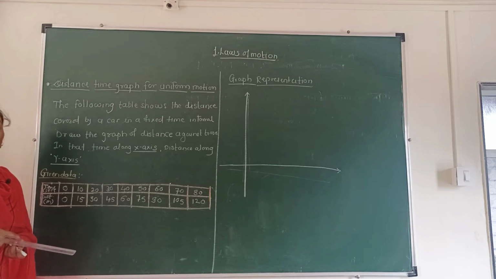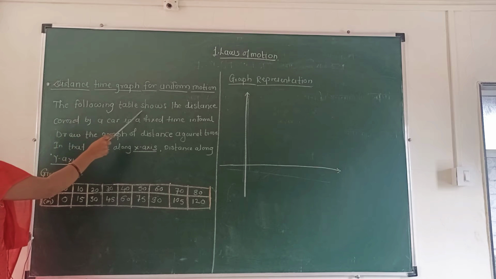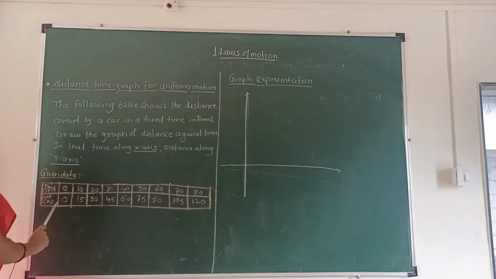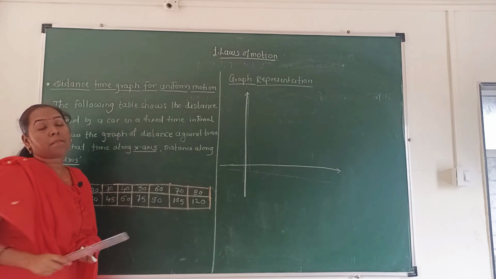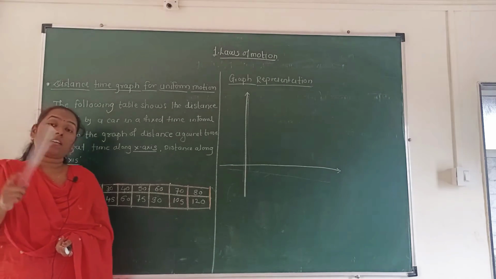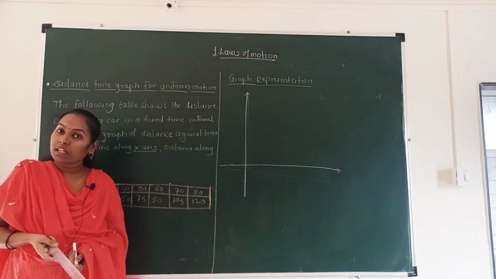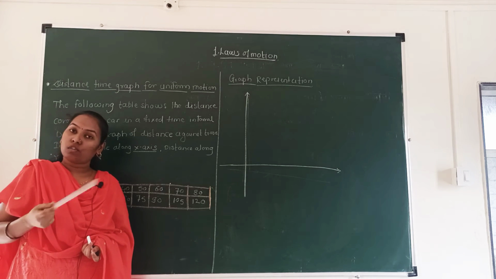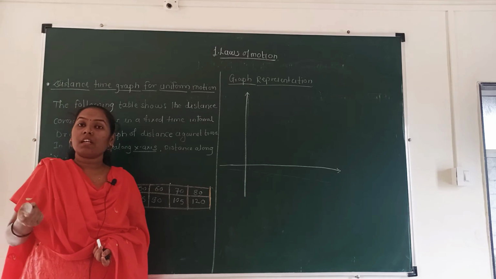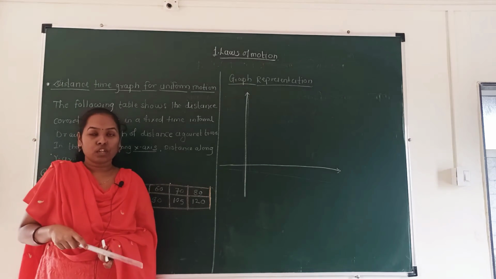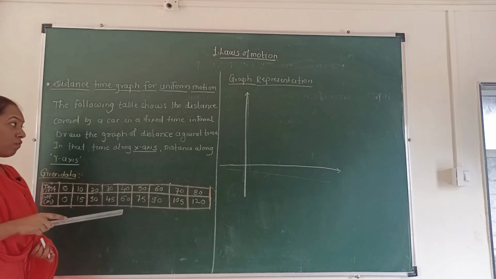What is the given data here? The following table shows the distance covered by a car in a fixed time interval. If the distance covered by the car in each fixed time interval is equal, the car is said to be in uniform motion, because when an object changes its place by equal distance in equal time intervals, it is known as uniform motion. So here the motion of the car is uniform motion.